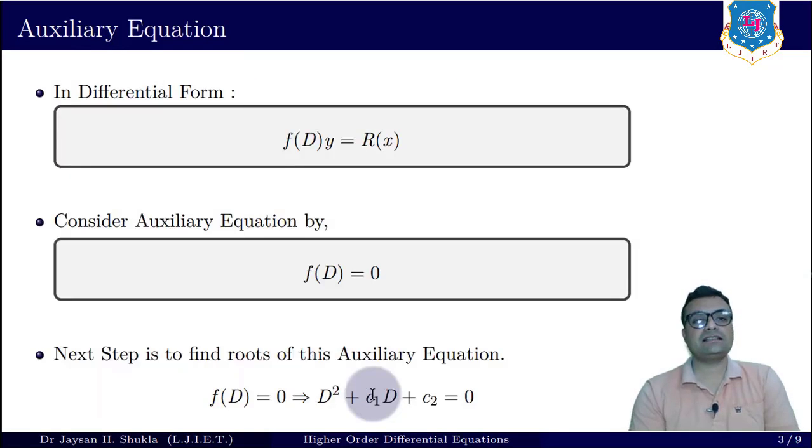Now, let us consider the auxiliary equation. Once we derive the operator form f of D y equals r of x, to find the complementary function, we need to focus on the auxiliary equation of this differential form, which can be derived by considering this f of D and equating it to 0. Whatever be the combination of D and constants in this part, equate it to 0. That equation is known as the auxiliary equation or characteristic equation. And now the next step is to find the roots of it.